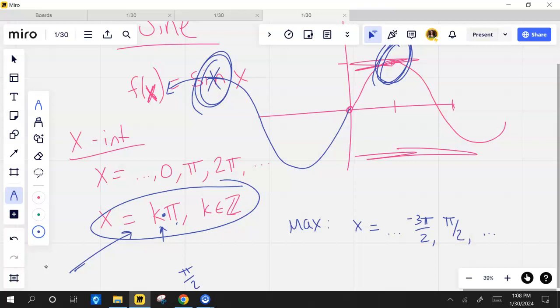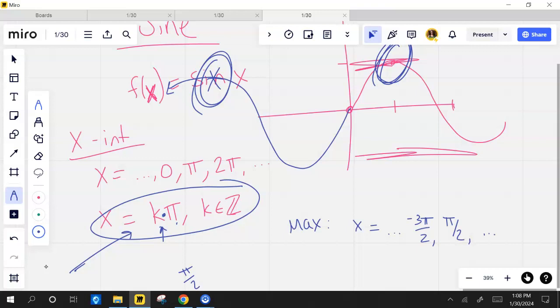What's the better way to write it? I'm not even going there. Can I see it? I'll show it to you off the board. What is it? K pi, k in Z or something? All right. Shh, shh. The maximums are occurring at these places.